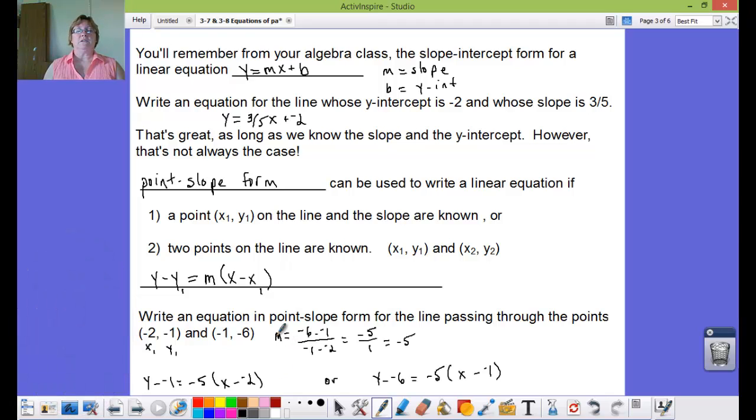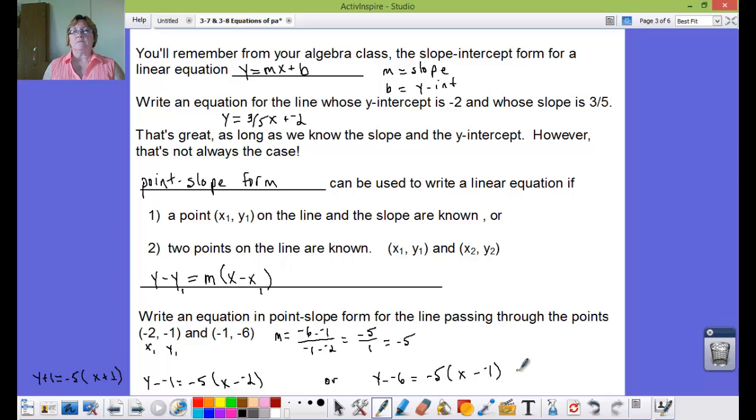There are 2 possibilities. You could have used either point. For my equation on the left, I used the left point, y minus the y of the point, so y minus a -1 is equal to slope -5 times x minus a -2. Now, many of us would have further simplified, so that looked like this: y plus 1 equals -5 times x plus 2, and that's fine as well.